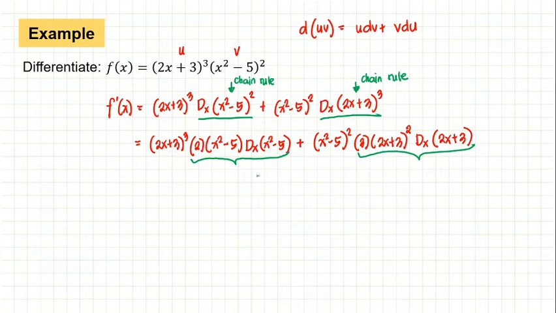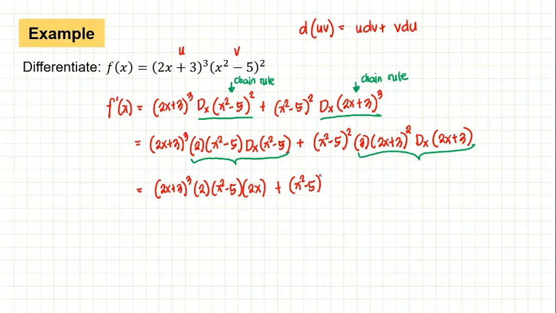Okay? Now, let's continue. From that, we will now have, we copy this, 2x plus 3 cubed, then we have 2, then x squared minus 5. Derivative of x squared minus 5, that is just 2x, right? Then plus, we have x squared minus 5 squared. You copy 3. We also have 2x plus 3 raised to the power of 2. Derivative of 2x plus 3, that is just 2.